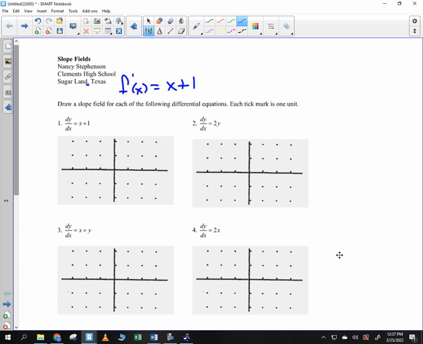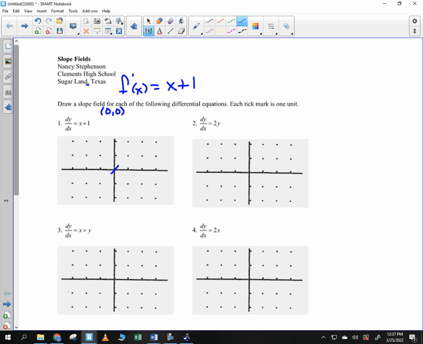All we need to do is plug in a point and use it to determine the slope and then sketch the slope. So watch. If I use the point 0, 0, to determine the slope, I plug in what for x? I plug in 0 because the x value is 0. You see that? So what's 0 plus 1? So at 0, 0, I make just a sketch of a segment that has a slope of about 1.